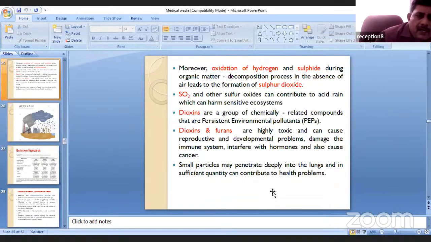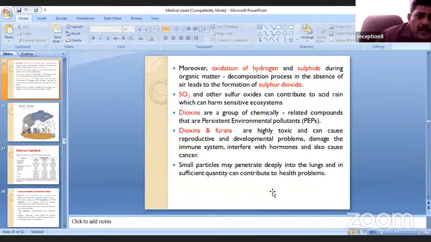Apart from that, some more chemical reactions also take place when we incinerate biomedical waste in an open place, especially oxidation of hydrogen sulfide. Also, due to bacteria in the biomedical waste, the decomposition process may take place. After decomposition in the absence of air, that means mediated by anaerobic bacteria, sulfur dioxide can be generated. That sulfur dioxide would be the major reason behind acid rain, as you have known.